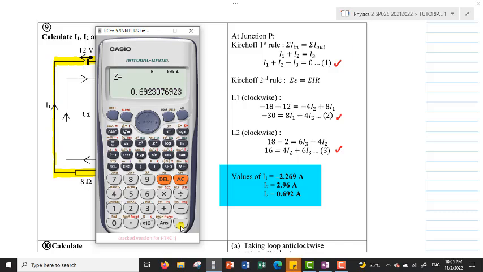You might pause the video to attempt questions 10, 11 and 12 in the worksheet. Then we will check the answer after this.